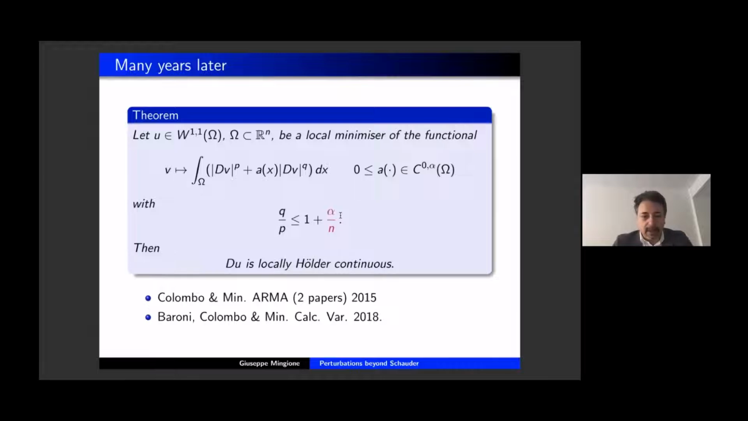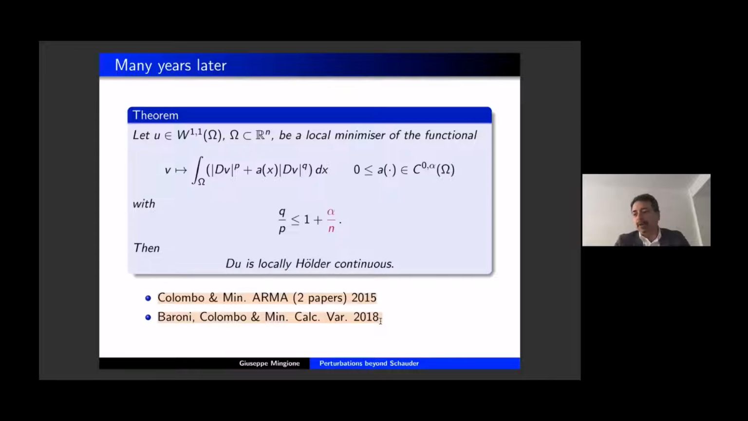Okay, on the other hand, when q and p are close enough, depending this time not only on n but on alpha, and please take a look at this ratio, alpha over n, then we were able to prove that u is locally Hölder continuous, and this is the maximal regularity that you can expect. This was done with Baroni and Colombo in a series of papers that are displayed here. So we see that already for softly non-uniformly elliptic operators, Schauder estimates may fail, but there are also other conditions that ensure that the Hölder continuity of the gradient works.